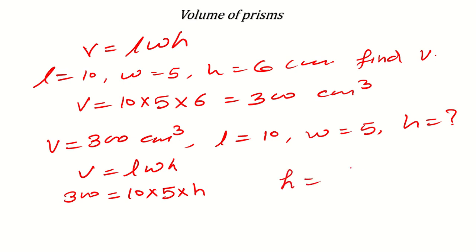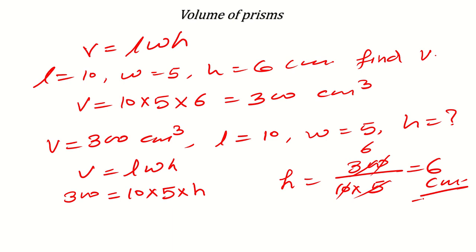So H is here, 300 divided by 10 multiplied by 5. Now 1 0 cancel, 5 times 6, 30. So this is 6 centimeter. Like that you can solve the question. Okay, so if you remember the formula, then you see what all the things are given in the question in the formula, and then try to find the missing number.